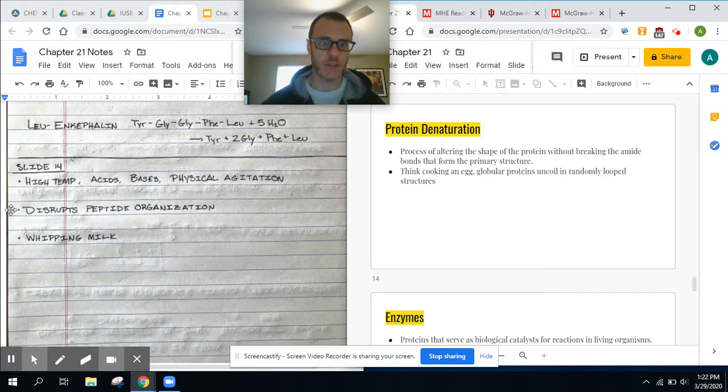You can do this in a lot of different ways. You can have high temperatures, like with the eggs. You can use acids. If for some particular reason you have a strong acid, like battery acid, in a couple eggs, you can cook the egg with the acid. It can happen with strong bases, and it can actually happen with physical agitation, anything that disrupts the peptide organization. I say physical agitation because you can whip milk or cream, and as you keep whipping it, you're changing the peptide organization, and you're changing what you have. So you can have cream that's liquid, and if you whip it enough, you change that protein configuration, and you get whipped cream. So that's something that can happen here.